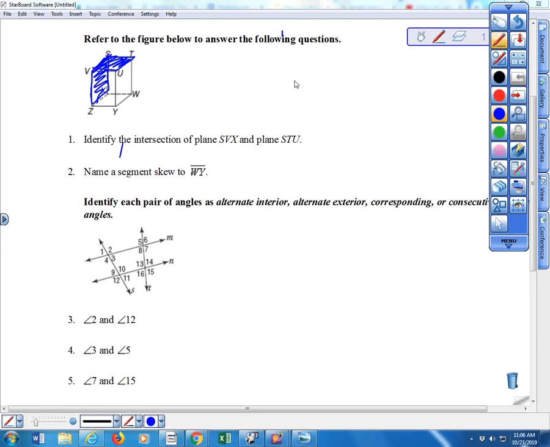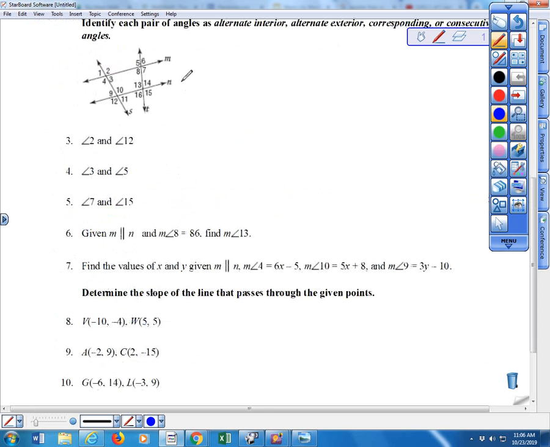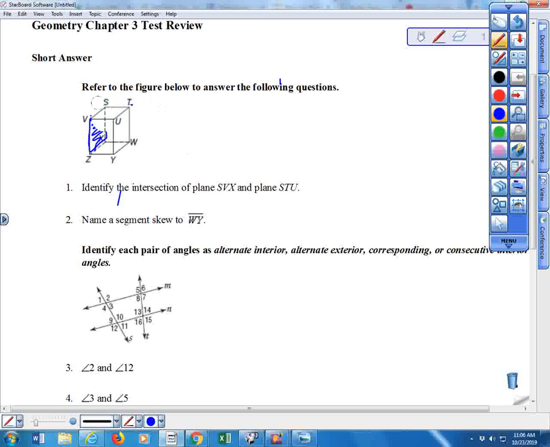Okay. Name a segment skew to WY. Remember, skew lines are not parallel and they'll never intersect. Okay? So a skew line, one's going to go in one direction, one's going to go in the other, and they'll never intersect, but they're really not parallel either. Okay? So if I'm looking for WY, what's one line that's skewed to WY?